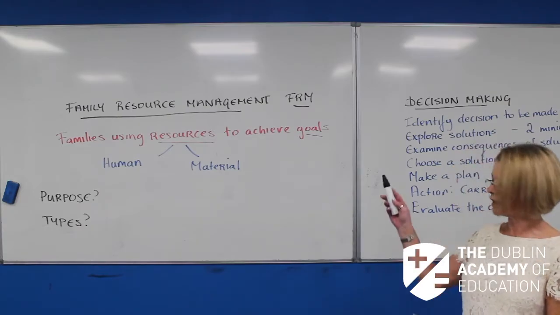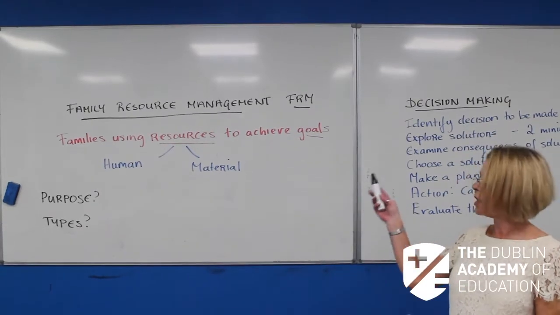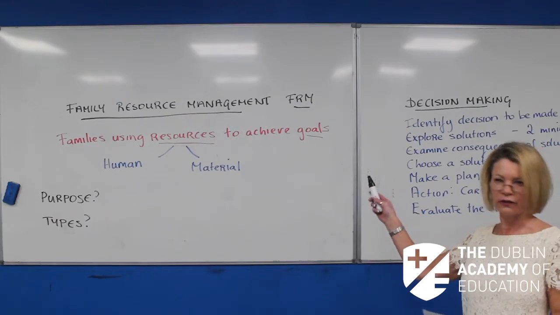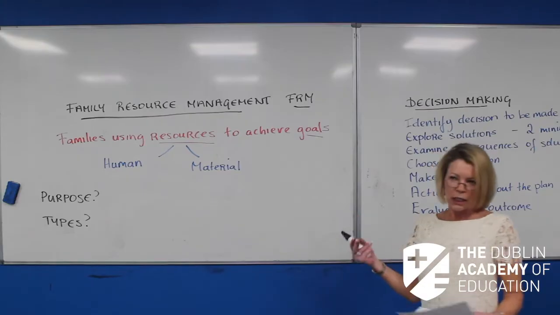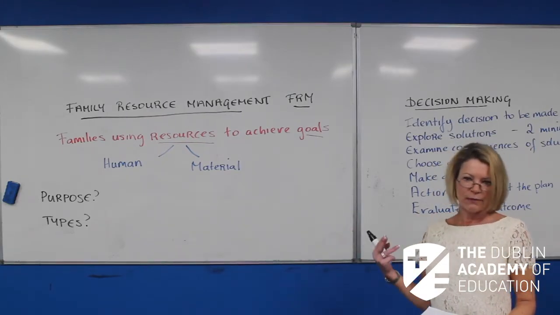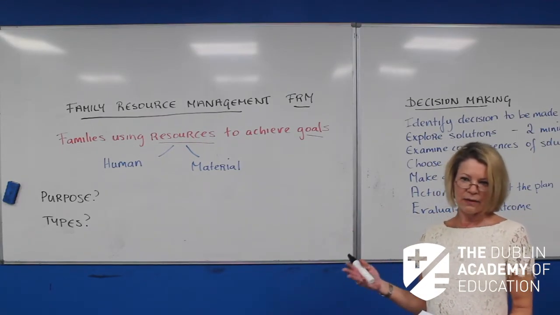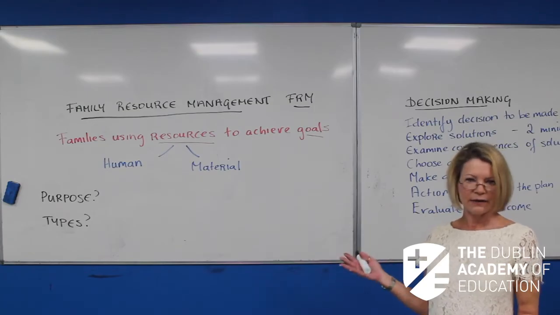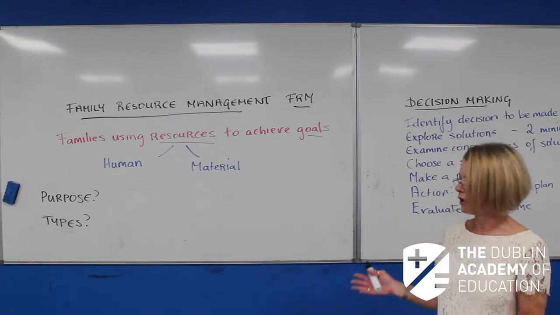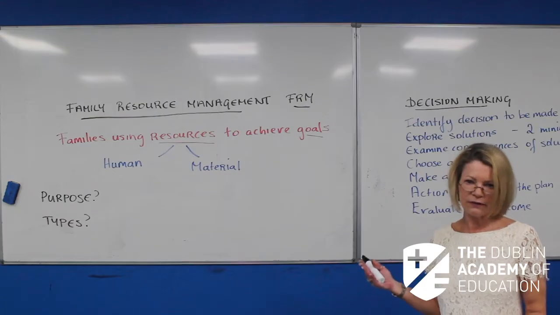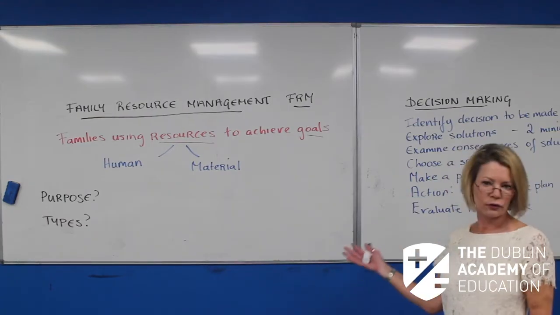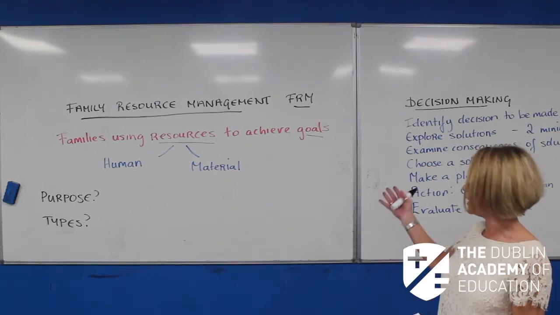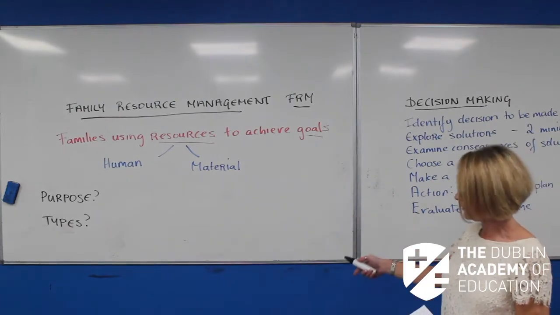Today we're looking at a small section called Family Resource Management, or FRM for short. This is really looking at how families organise themselves, how they make decisions and how they implement plans of action. Honestly, it's something most of us do in our heads. We don't actually write it down, but I'm going to take you through the process and why we are using it here in Family Resource Management.